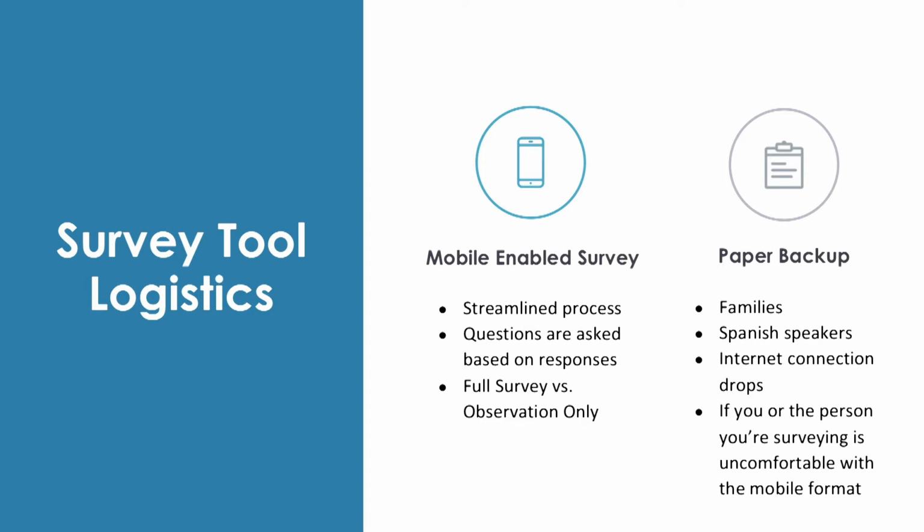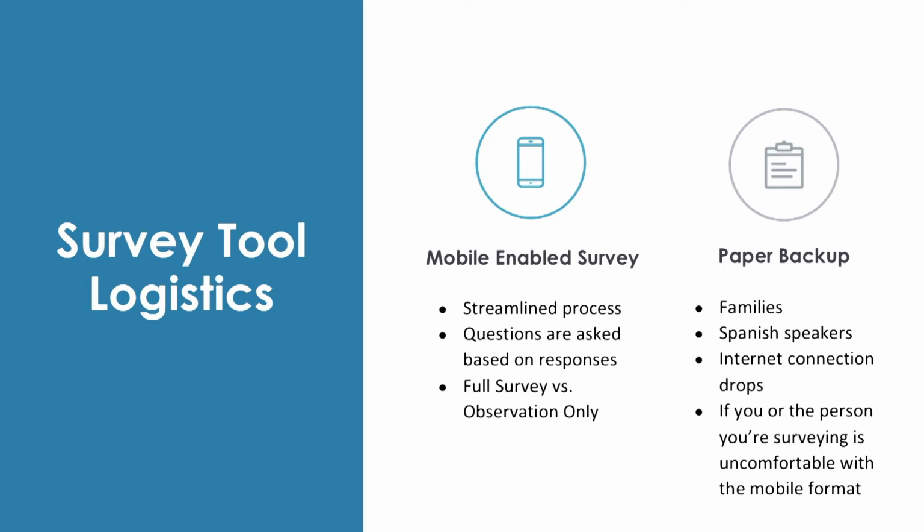We strongly encourage the use of the mobile survey whenever possible because it streamlines the process for you as a surveyor with built-in skip logic for questions. This means you will be automatically directed to the next question based on the respondent's answer. There are also two different types of the survey, the full version and the observation-only version, which I'll explain in further detail shortly.